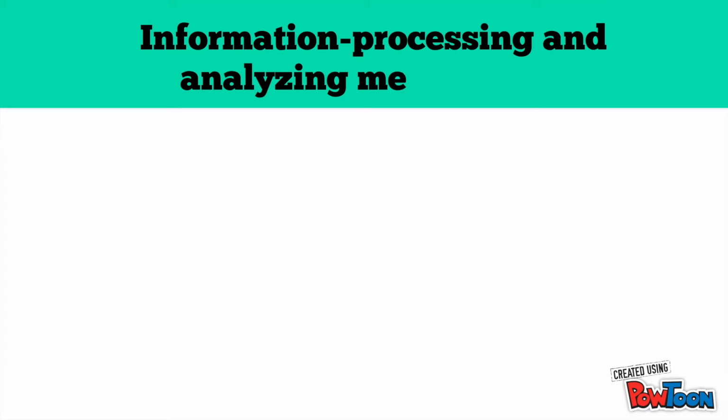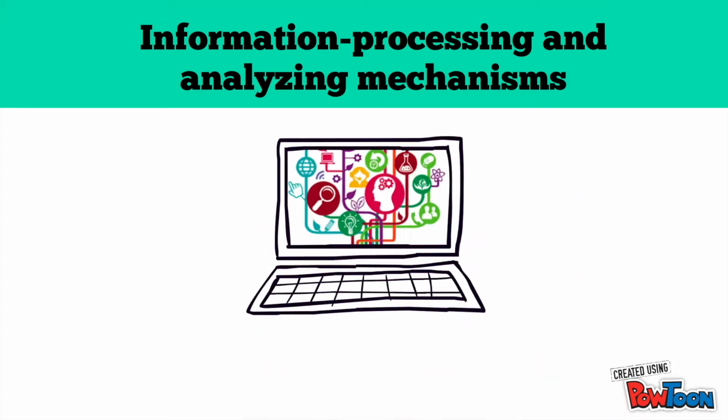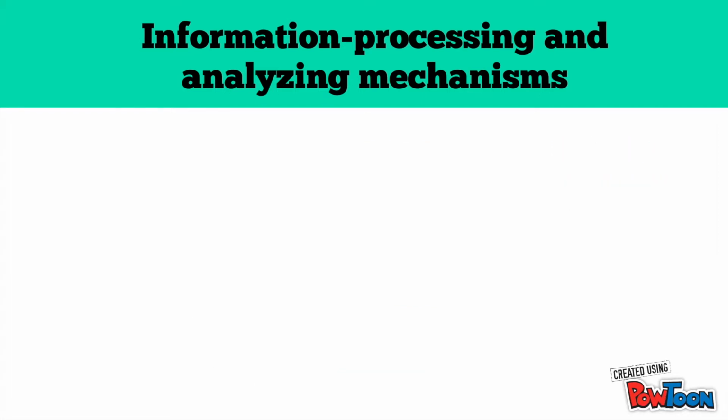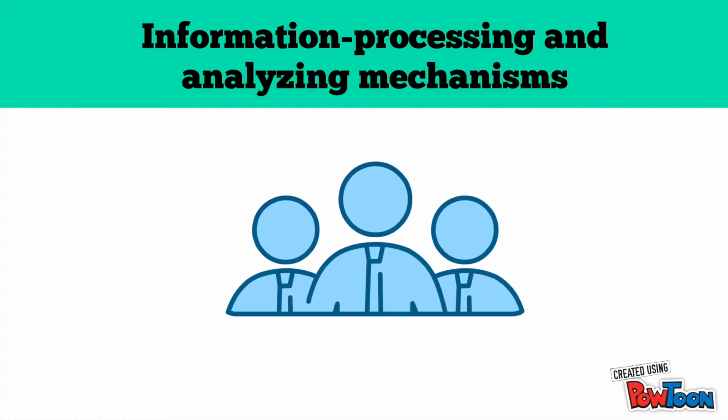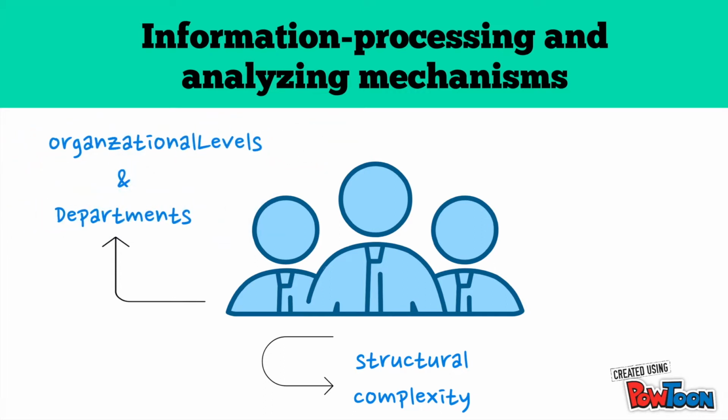The next dimension, information processing and analyzing mechanisms. The structure of an organization tends to be a major influence on information capacity and analyzing mechanisms. One critical aspect of structure is structural complexity, which refers to the number of organizational levels and departments in an organization relative to total size.